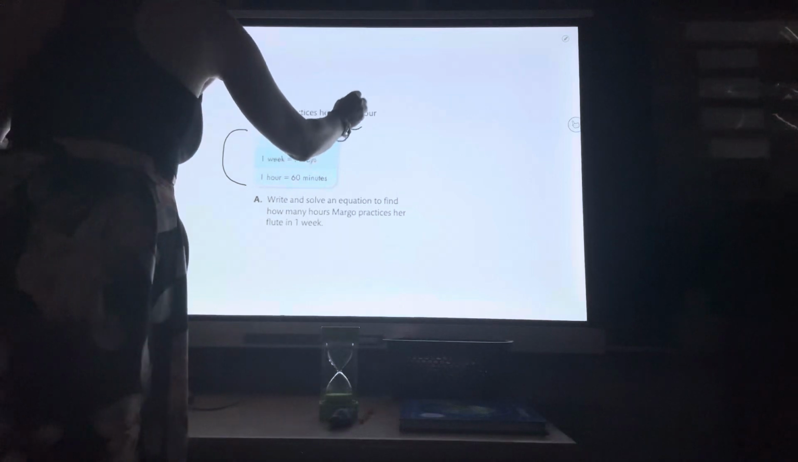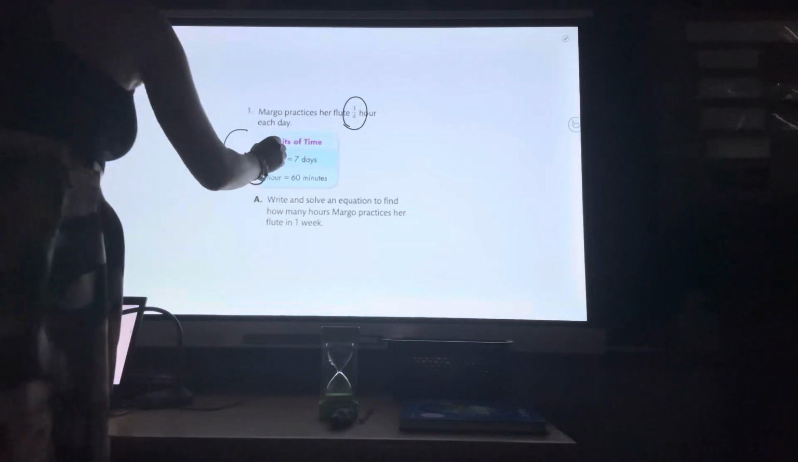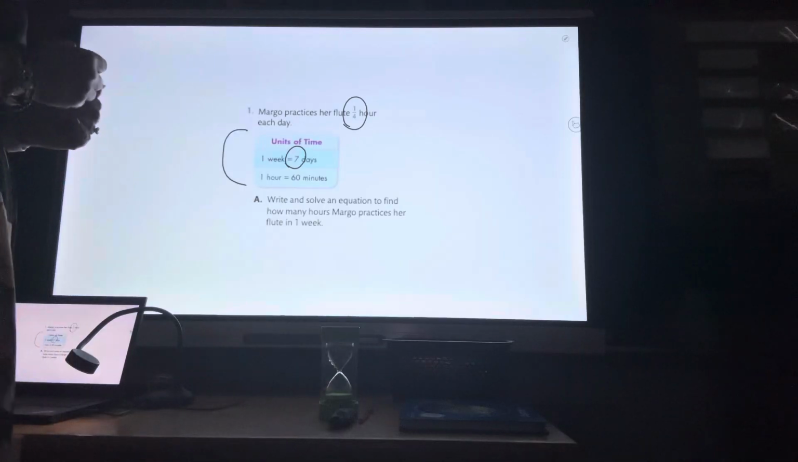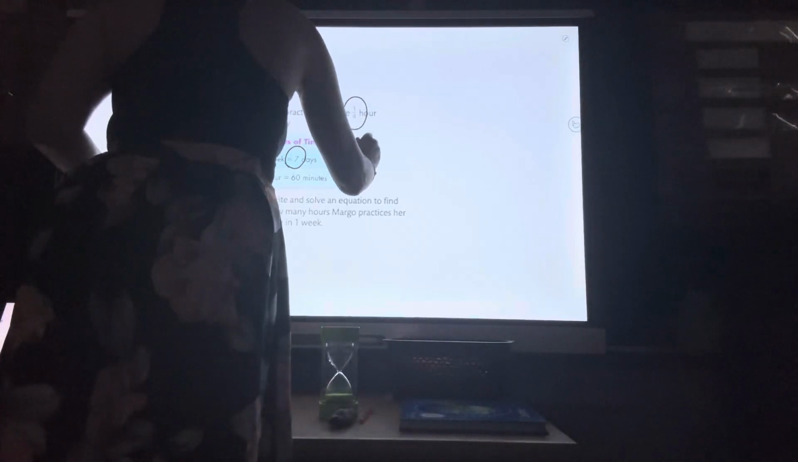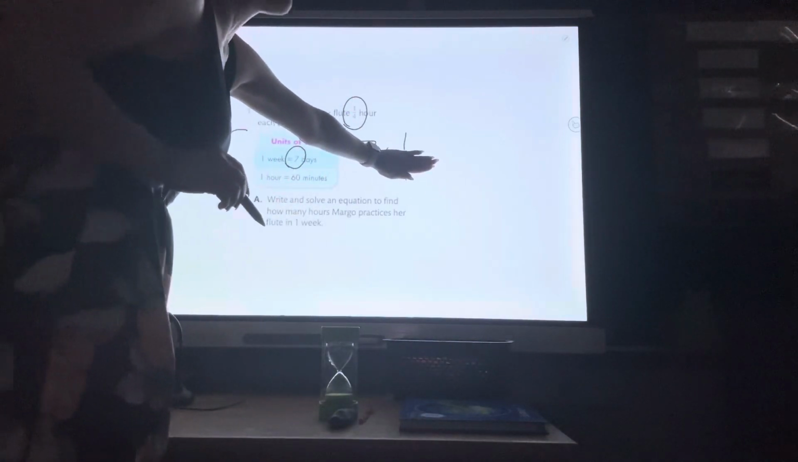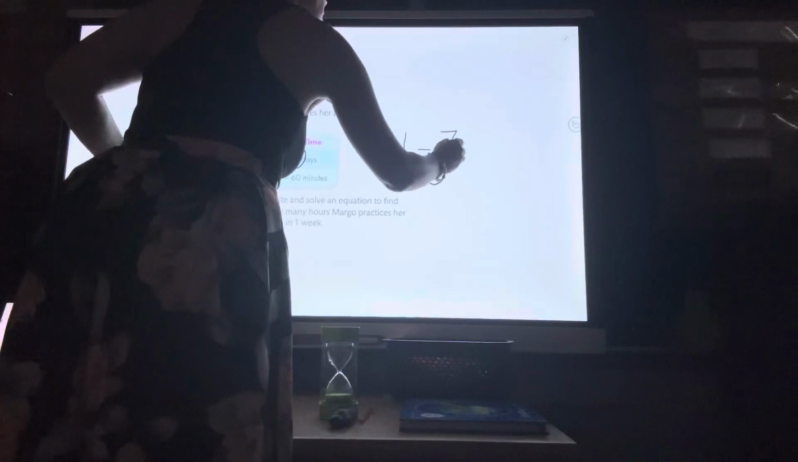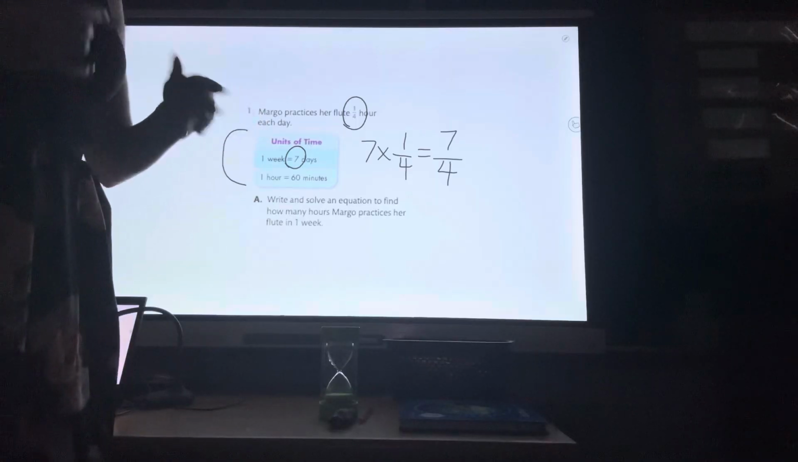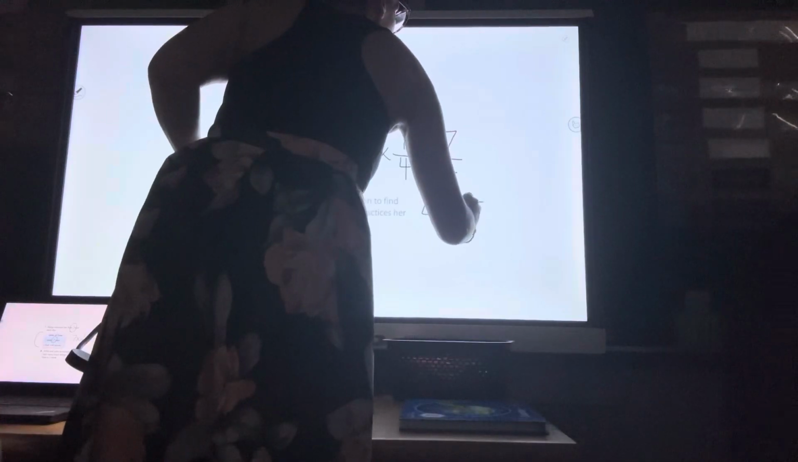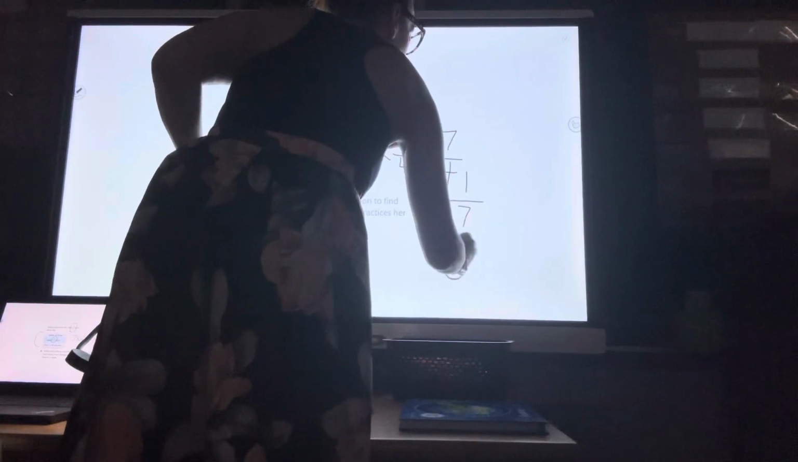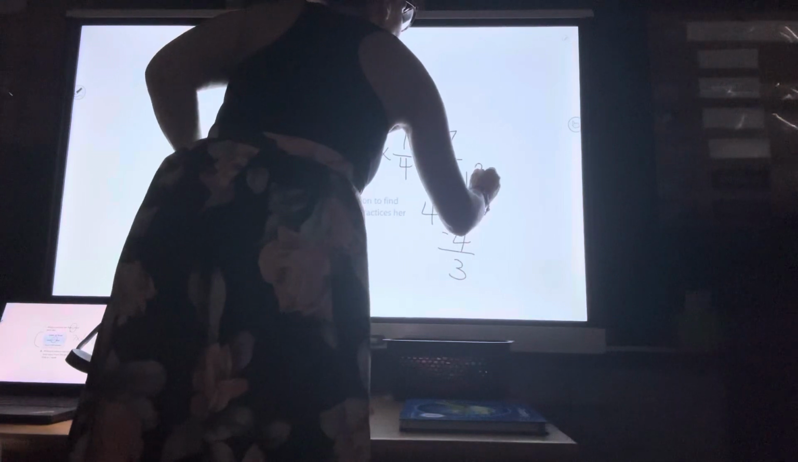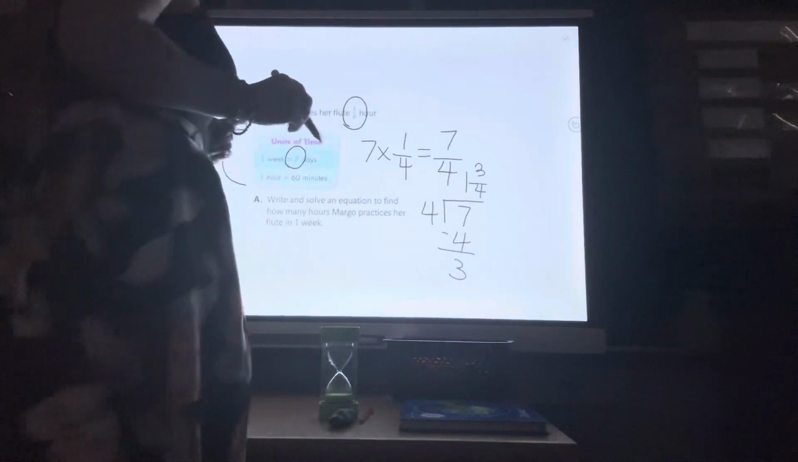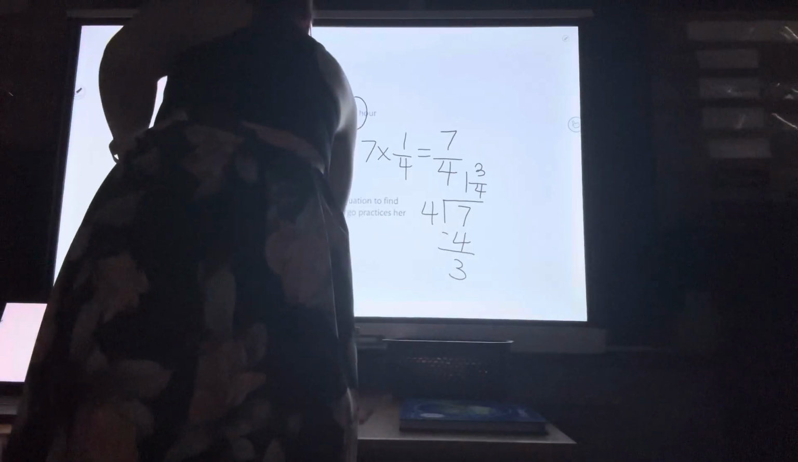Write and solve an equation to find how many hours Margot practices her flute in 1 week. Well, if each day is 1/4 and 1 week is 7 days, my sentence is 7 times 1/4. Now I can cover that denominator. 7 times 1 equals 7, and my denominator is 4. If you left it as 7/4, that's totally fine, but I encourage you to simplify. It is important to remember and learn how to simplify. My remainder is 3/4, so she practices 1 3/4 hours each week.